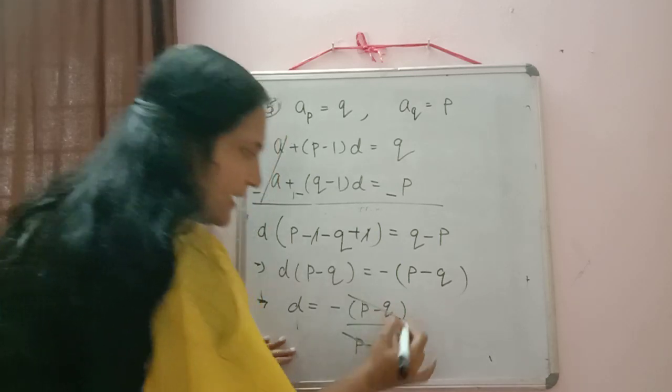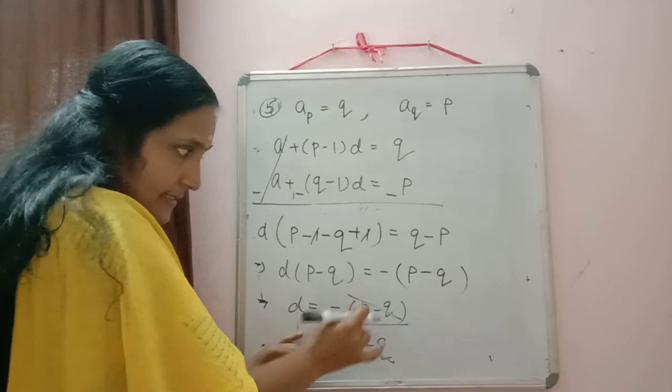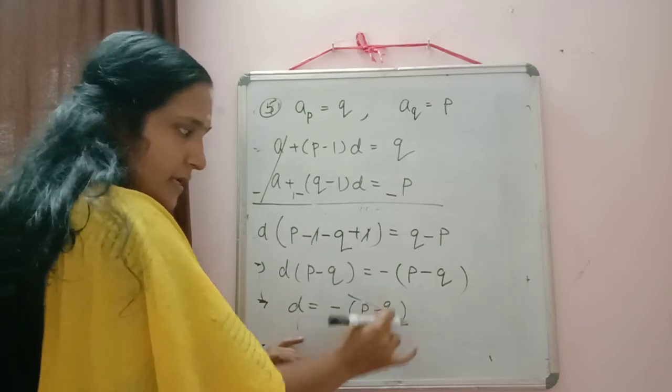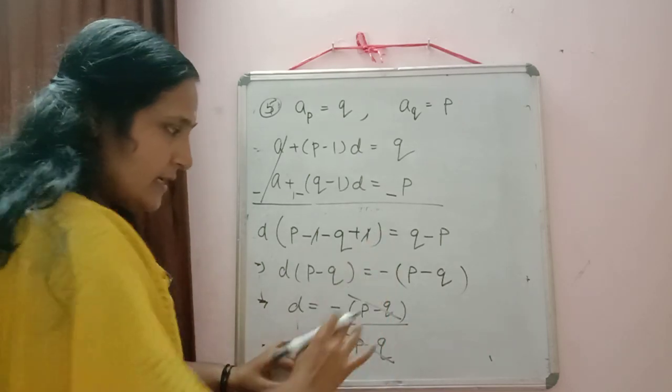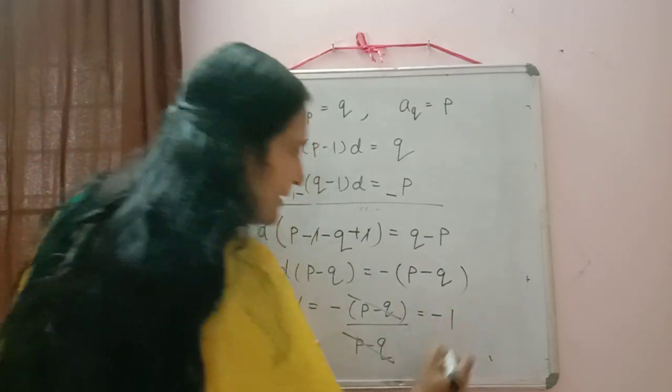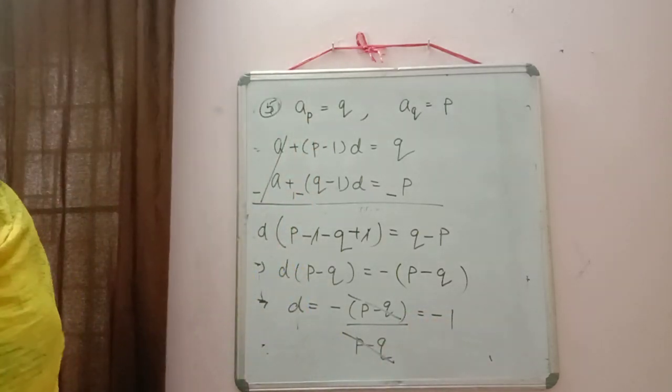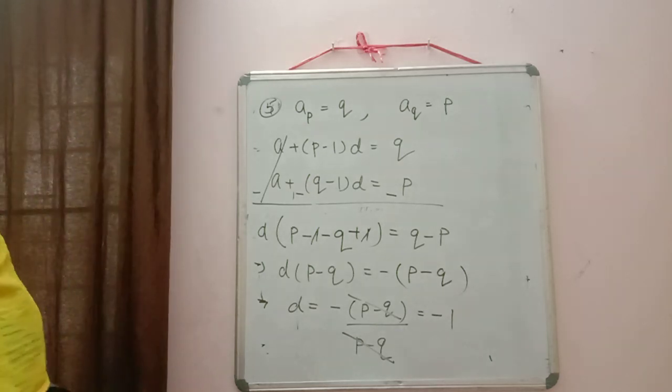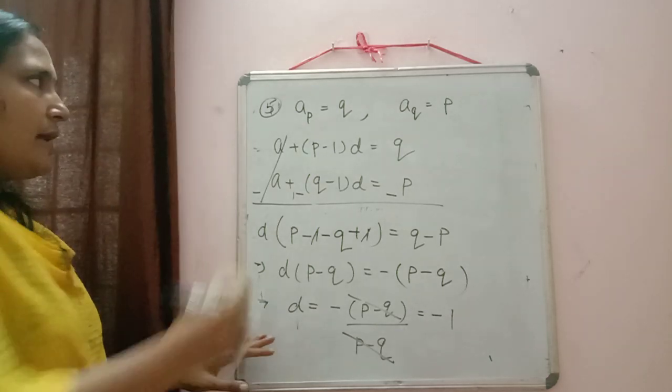P minus Q will get cancelled. Just to check, I haven't cancelled in this way. P and P cancelled, Q and Q cancelled. Not. The whole term P minus Q will get cancelled and we will get D is equal to minus 1. Clear? So we got D is equal to minus 1.